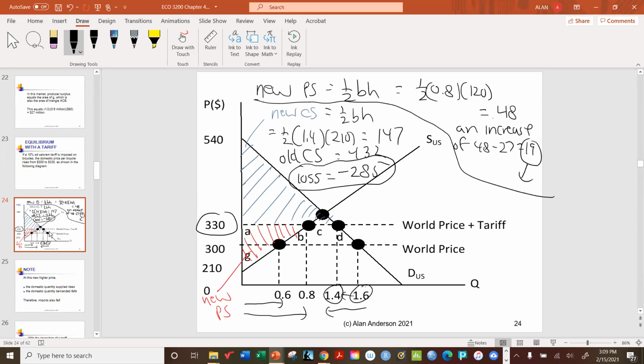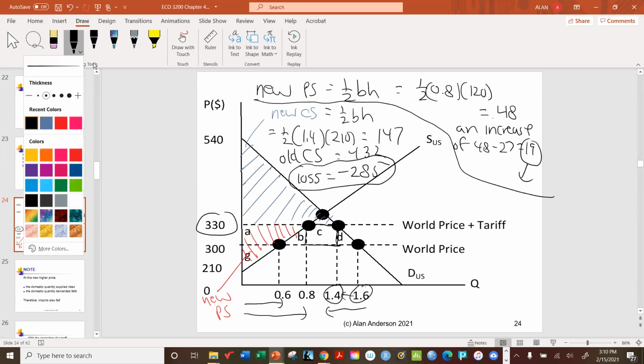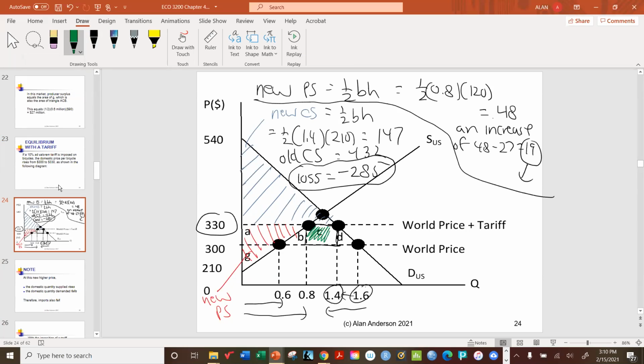And you can see the horizontal distance between B and D represents the number of bicycles we brought into the country. All right, because we are buying 1.4 million, of which 0.8 are being produced domestically. So this is our import quantity. And the government is charging $30 per bicycle for a tariff. So this rectangle represents tariff revenues.